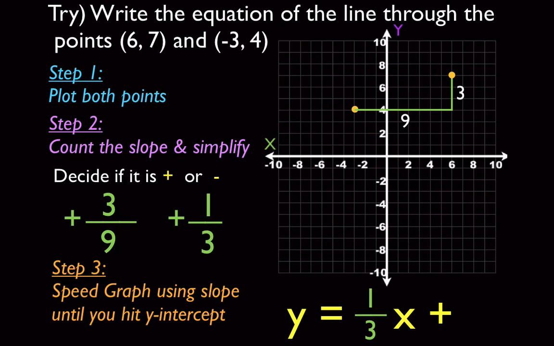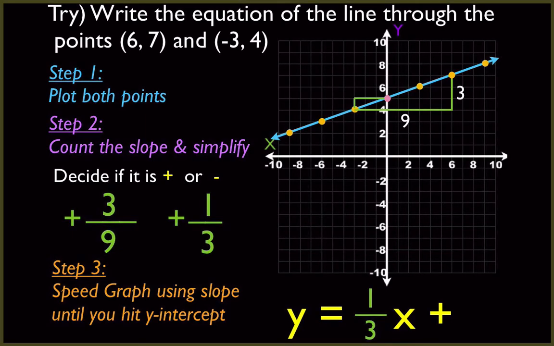Now we're going to take that slope of 1/3 and we're going to repeat it and graph from either one of the 2 points that we already have. And once you've done that, you'll notice the y-intercept is at positive 5.